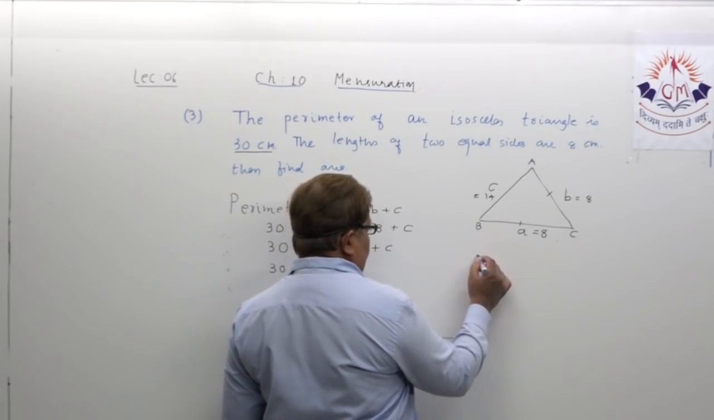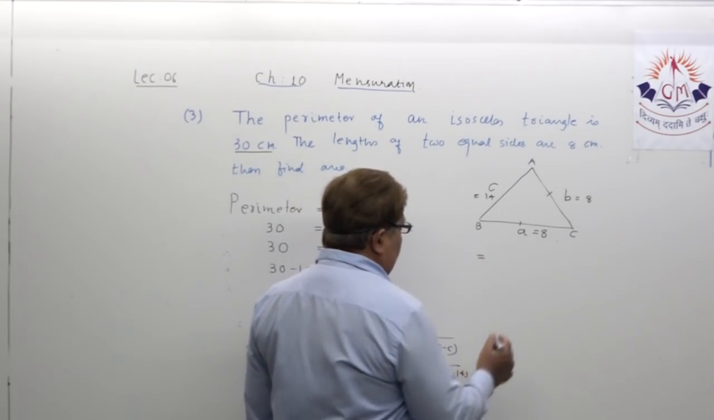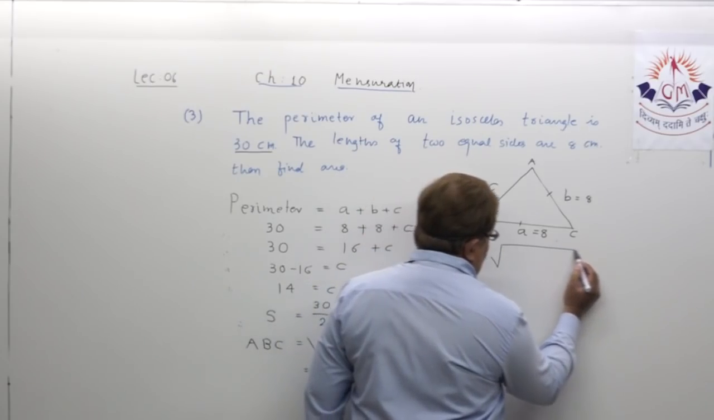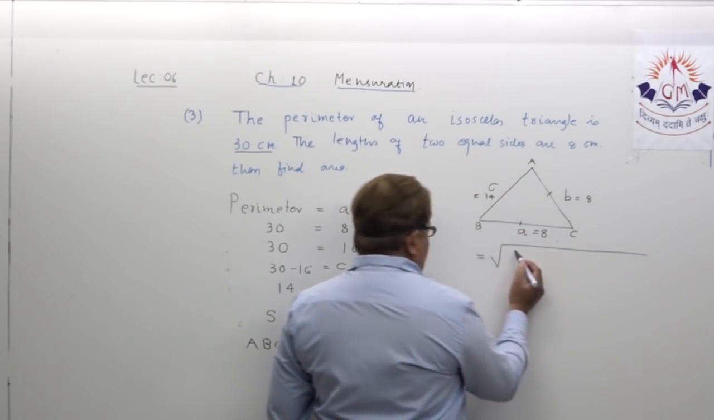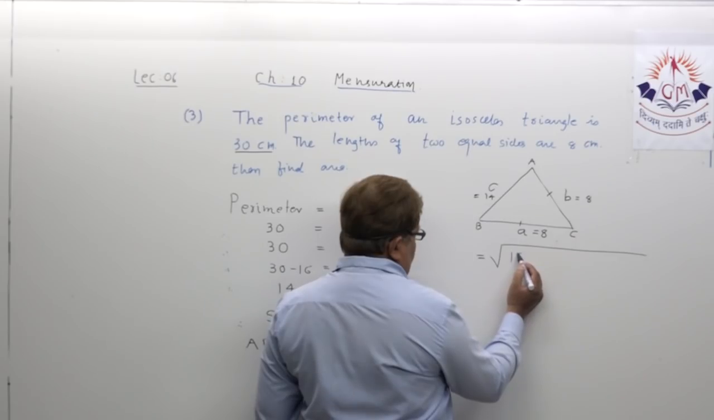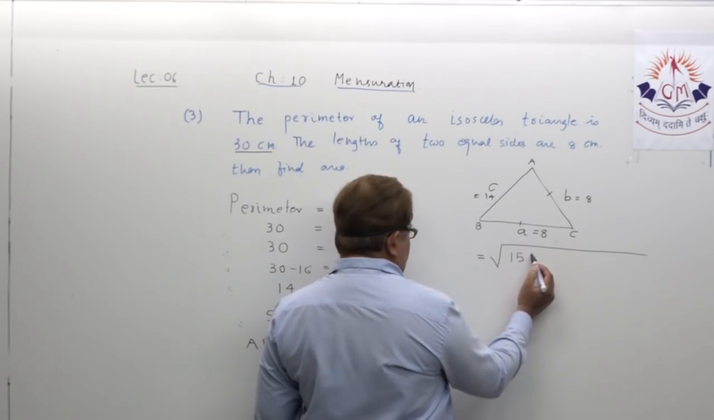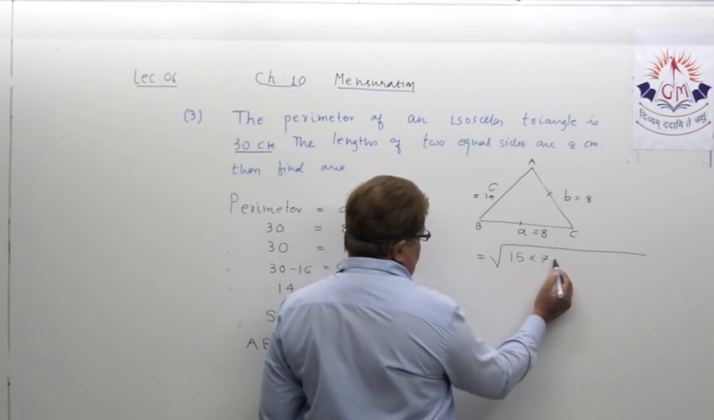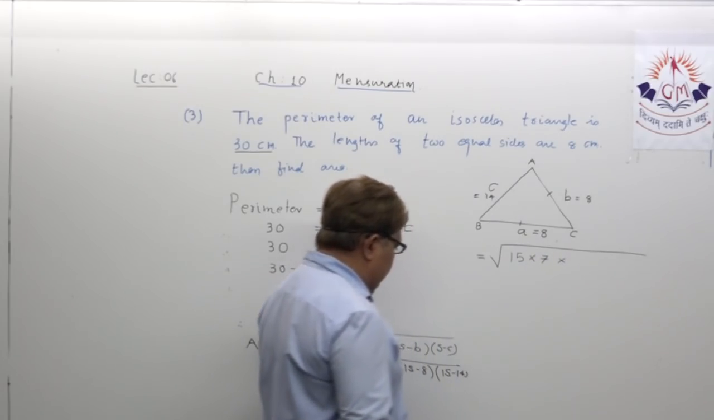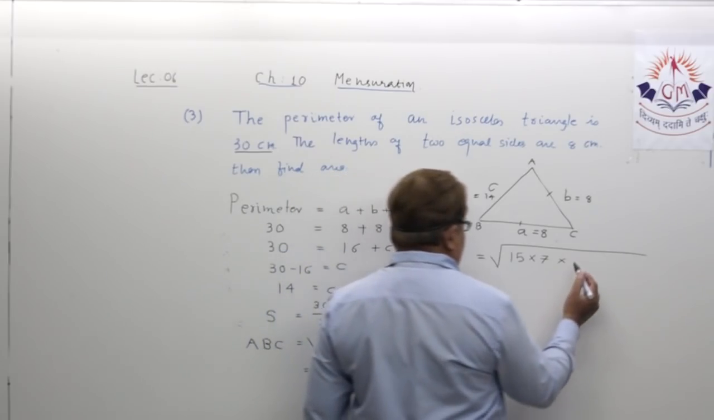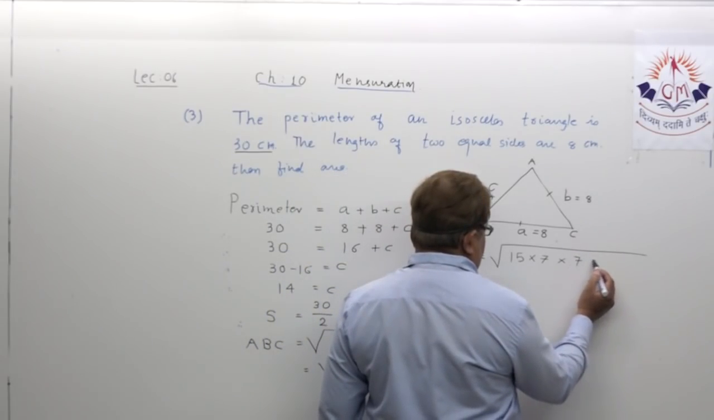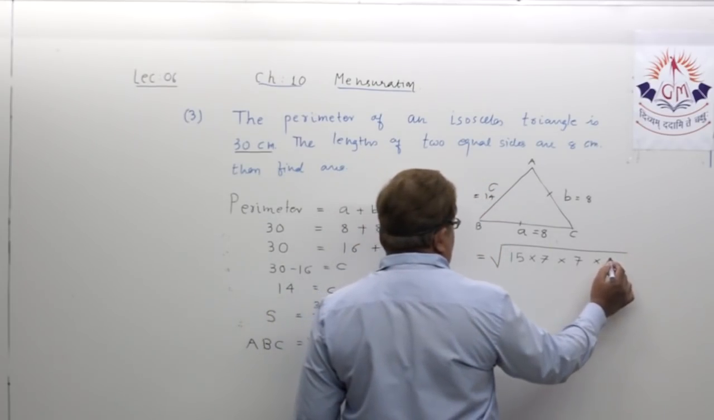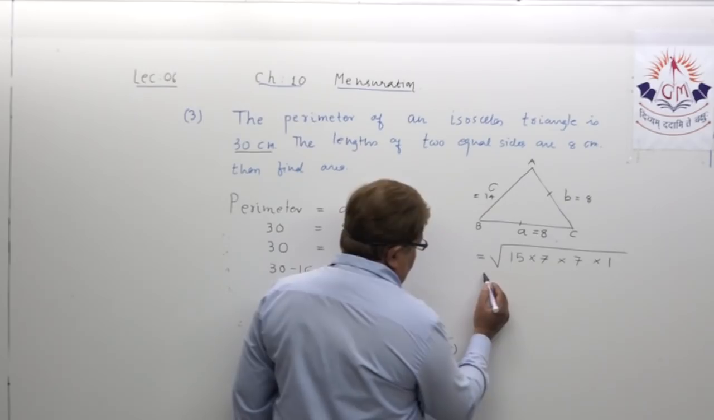Okay, dear student, so the area is equal to under root 15 into 15 minus 8, that is obviously 7. Again you look in your book, 15 minus 8, that is 7. Okay, and 15 minus 14, that is 1.